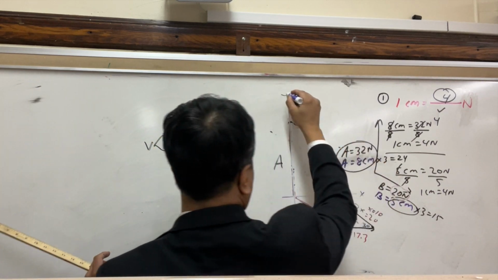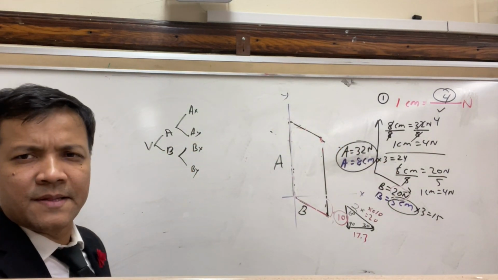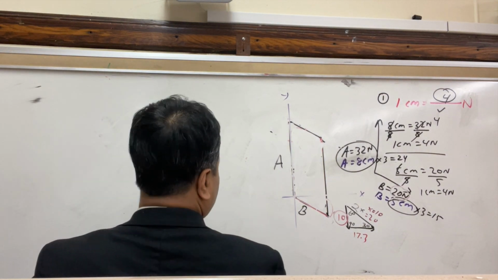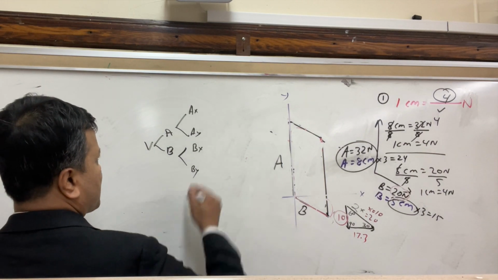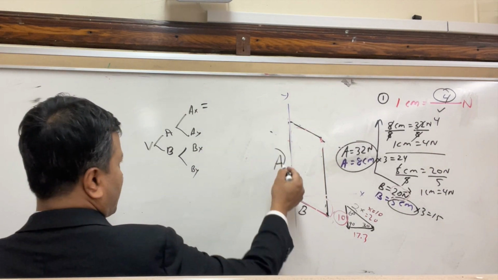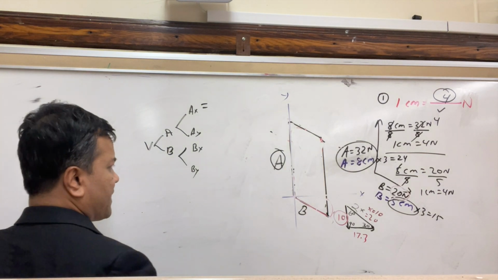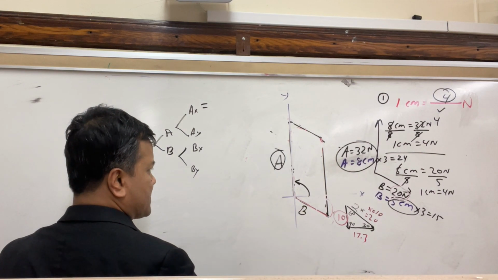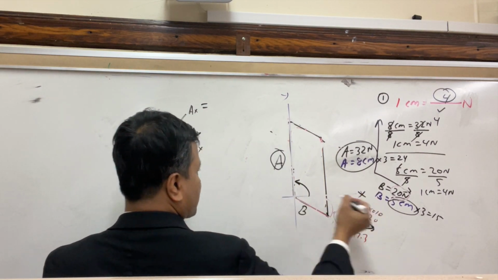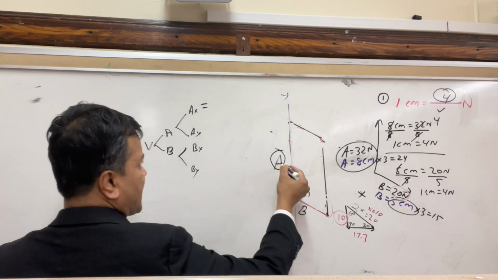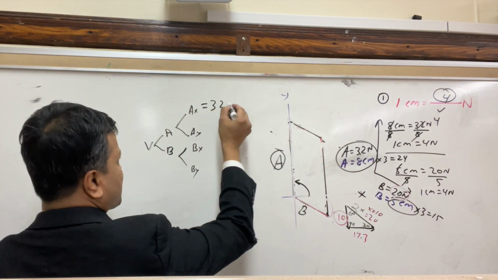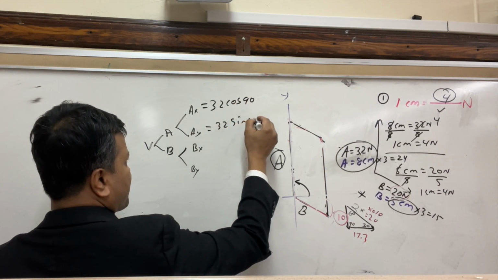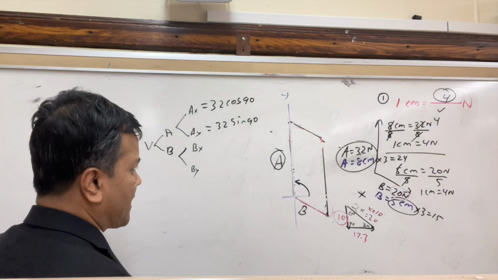Always imagine x and y. If you don't, no good. So what are you going to be writing? You're going to write which one you want to start with. Let's start with A. Put your protractor over here and measure the angle counterclockwise. With respect to x, it's 90. Since A is 32, it's 32 cosine 90, and 32 sine 90.